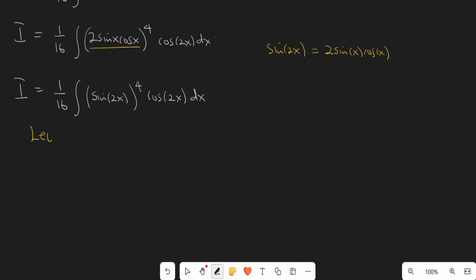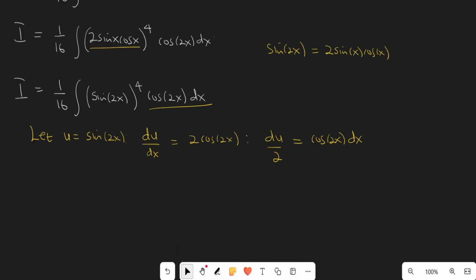So we are going to let u be equal to sine of 2x. So we differentiate: du dx is going to be equal to 2 cosine of 2x. That is, differentiating sine of 2x gives cosine of 2x, and differentiating the angle and multiplying. So that implies that du over 2 is going to be equal to cosine of 2x dx. So in place of cosine of 2x dx, I'm going to replace that with du over 2.